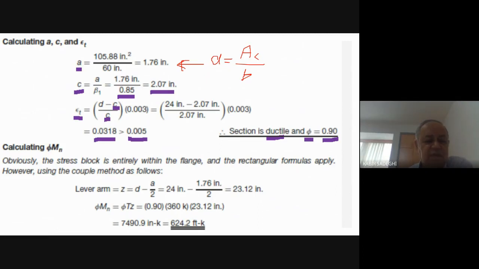the ultimate resisting moment of the section, which is Mu. We calculate Z, the lever arm, which is D minus A over 2. That's the lever arm between C and T, the compression force and tension force.